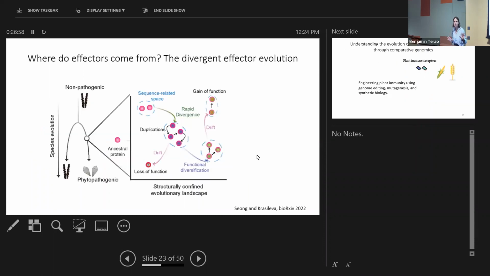If I don't get through all three, I'll just tell you two stories, just to leave room for questions. But to summarize what we think is happening, how a pathogen is derived from a non-pathogen, there is probably an ancestral secreted protein and its friends in the sequence space that then undergo very rapid divergence and duplications. Some of them might be lost by drift and loss of function if, for example, they're being recognized by a plant. And then there is a functional, and we have evidence for transcriptional diversification among them to make it a more successful pathogen, to change host specificity, et cetera.